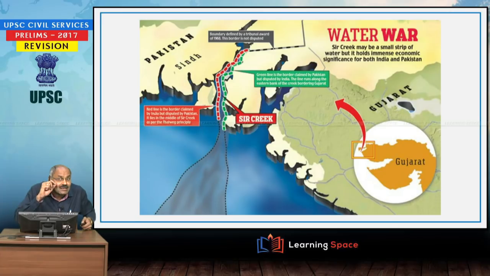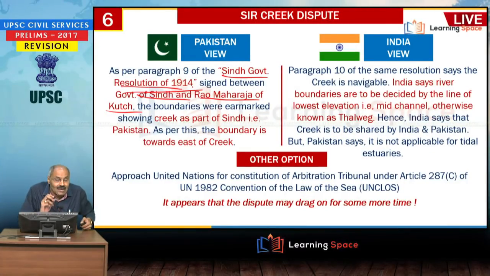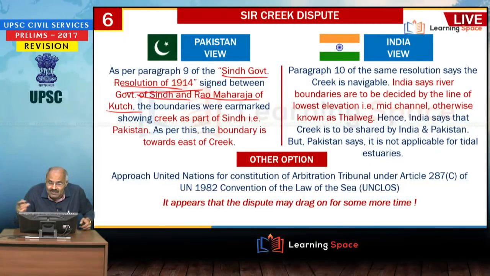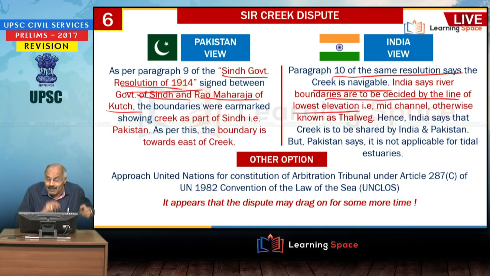So, as per the 1914 Sindh government resolution, the boundary is claimed by Pakistan, this green line, that means the entire estuary goes to Pakistan. But our contention is that paragraph 10 of the same resolution says that the creek is navigable, and for navigable creeks, or you can say river boundaries, are to be decided by the line of lowest elevation, that is the mid channel, otherwise known as the Thalweg.